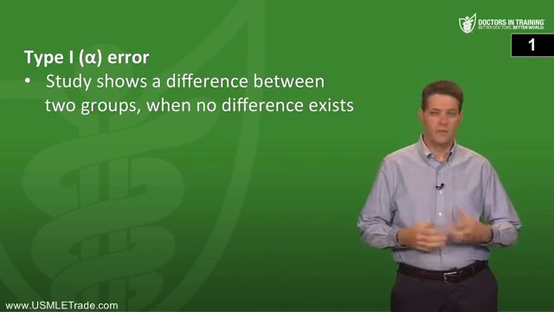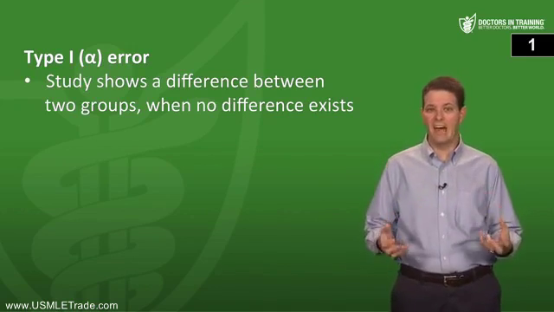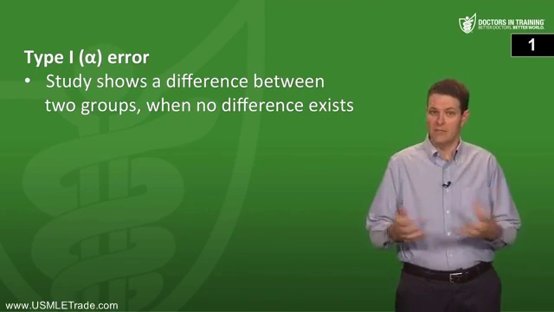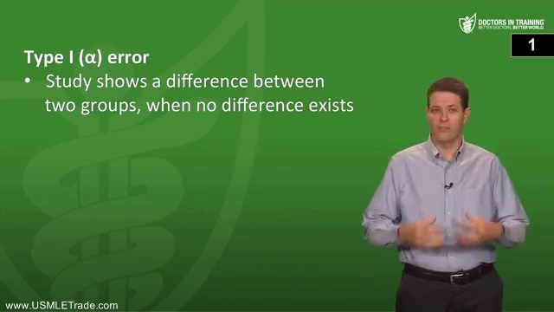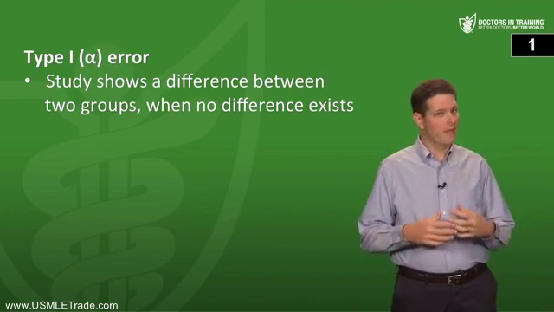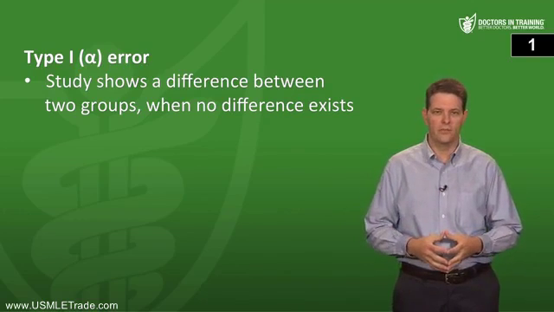For example, if you did a study to see if taking a daily aspirin would change the color of your toenails, and your study results showed that, yes indeed, taking an aspirin daily will turn your toenails bright green, that would be a type 1 error, because in reality, taking aspirin doesn't change the color of your nails.